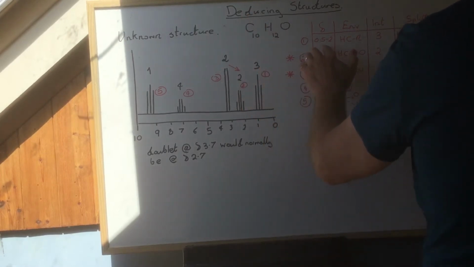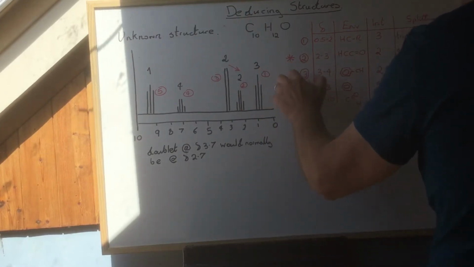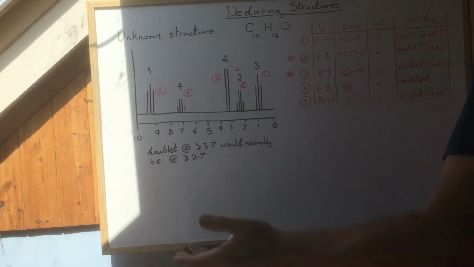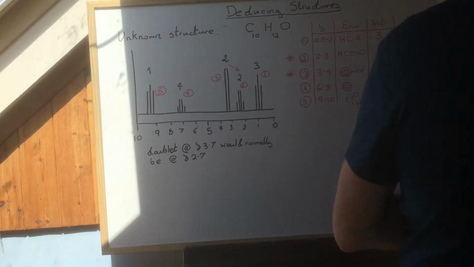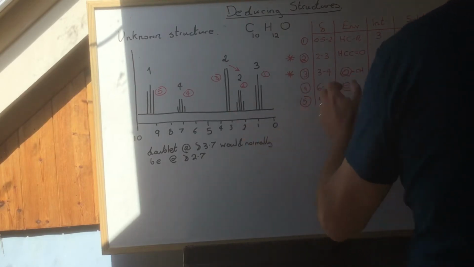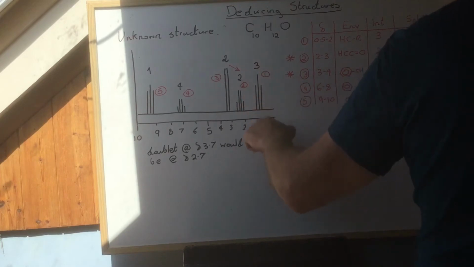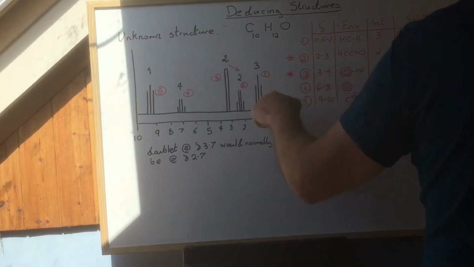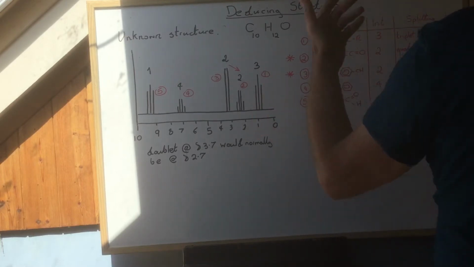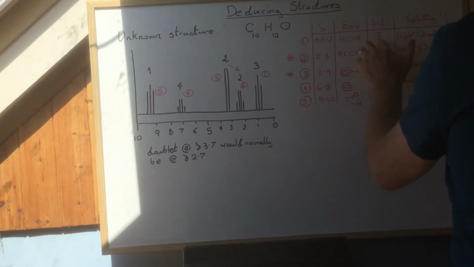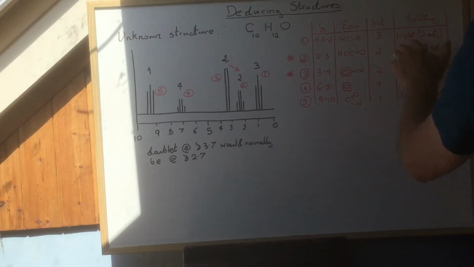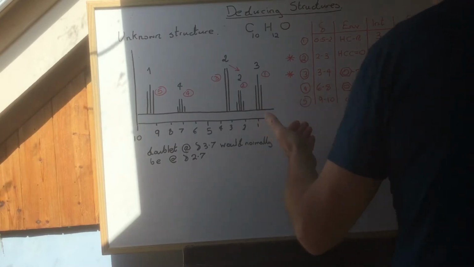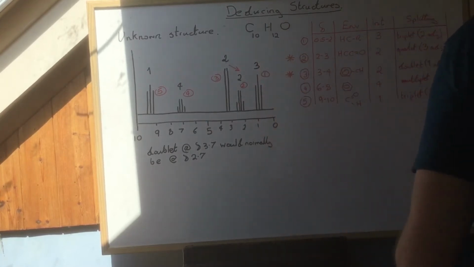Let's do the easy stuff first. I'm going to leave these two asterisk things till the end because they're a bit of a pain in the backside. I've sent you the packs and I've sent you the questions, so if you want to get your head around it, that's absolutely fine. The 3 here, down the bottom end, has an integration of 3, split into a triplet, which suggests to me a CH3 joined to a CH2, splitting that into a triplet. These two we'll leave just for a minute.